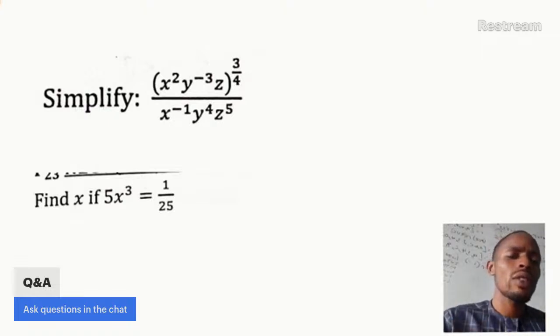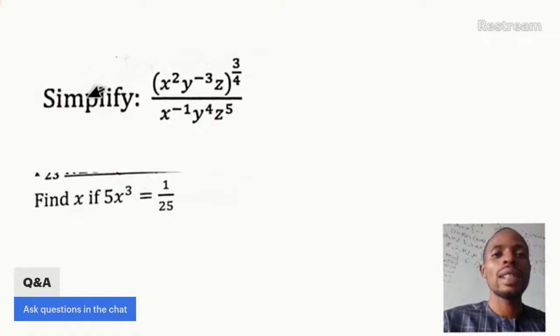So what if you see a question like this, how do you solve it? Let's dive into how you can solve a question like this. The question says simplify: open bracket, s squared y raised to the power of minus 3 z, close bracket, also raised to the power of 3 over 4, divided by s raised to the power of minus 1, y raised to the power of 4, and z raised to the power of 5. And the second question says find the value of s if 5 raised to the power of s times 5 raised to the power of 3 is equal to 1 over 5.